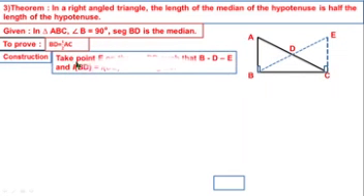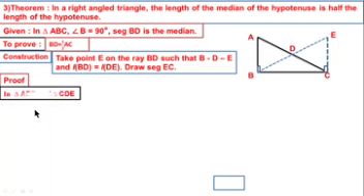Construction. Take point E on the ray BD such that B-D-E and length of BD is equal to length of DE. Draw segment EC.